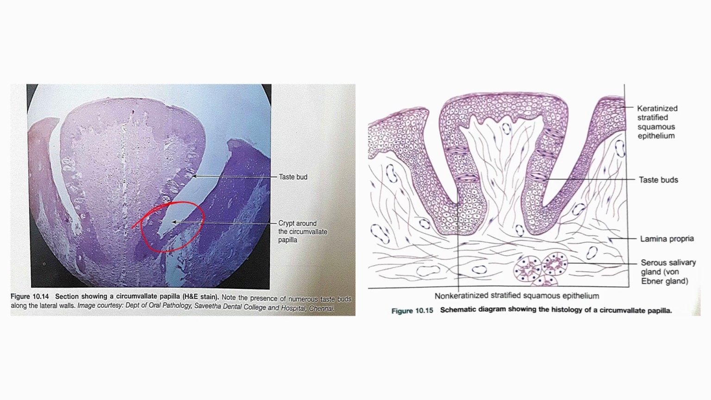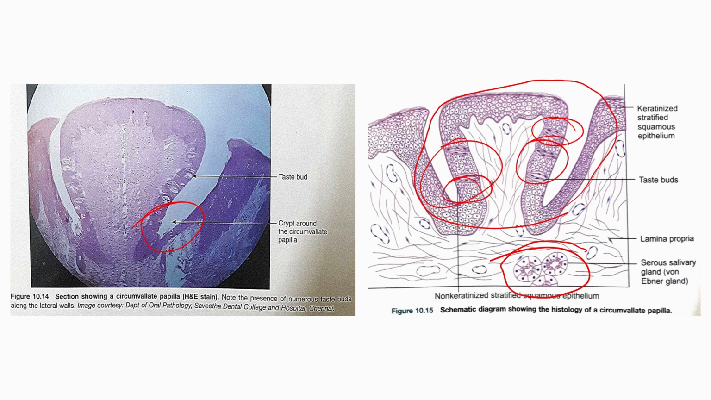This is the crypt around the circumvallate papilla, the valley-like structure. These are the taste buds, numerous taste buds present, and beneath them the serous salivary glands are present, the von Ebner glands. Here it is keratinized and non-keratinized.